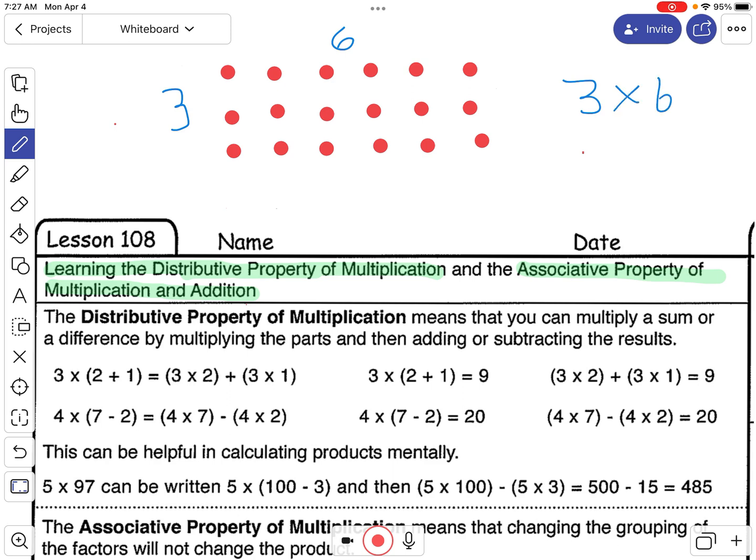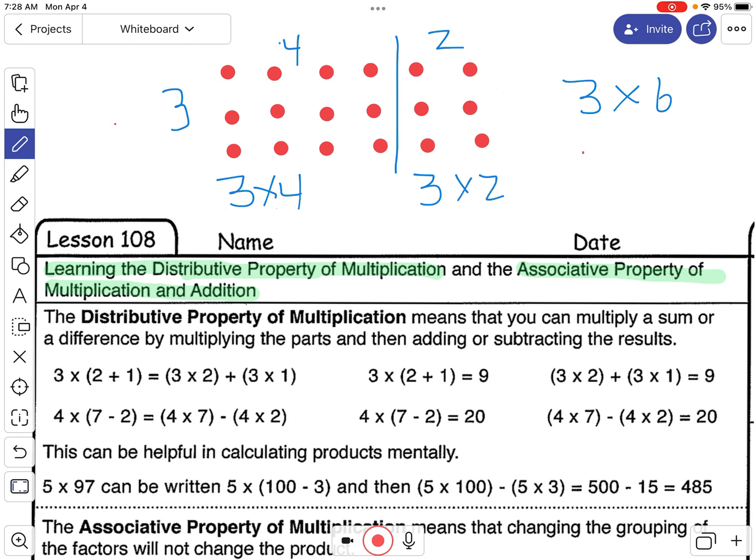Now, what I'm going to do to demonstrate the distributive property, I'm going to split this array up into 2 parts. On the left side over here, instead of 6, now I have 4. In fact, let me erase that. I'm going to erase that up there. Gone. Okay. Now, I've got 4 going across the top and 3 down still. And then over here, I have 2 going across the top and 3 down. So I'm going to say right here, I have 3 times 4. And over here, I have 3 times 2.